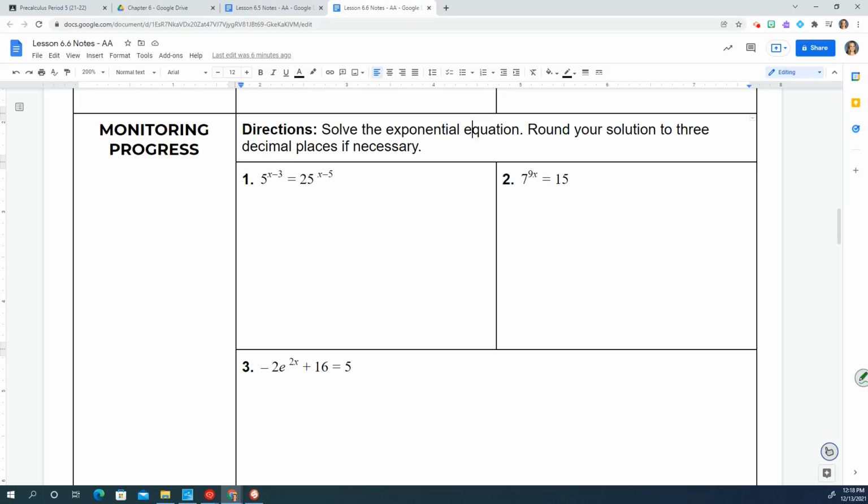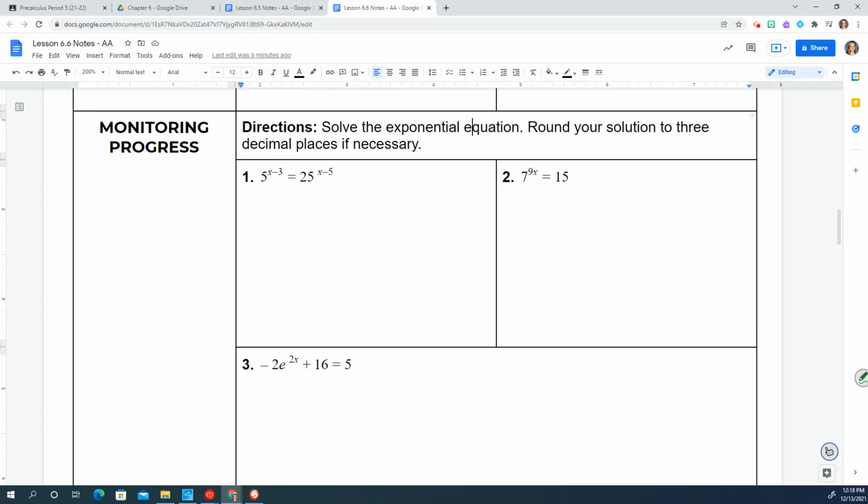Number 1 is a little different because I have variables on both sides, and I see this one has a base of 5 and this one has a base of 25. So this is kind of like the one we did with 100 and 1/10, where I could rewrite both sides with a base of 5.